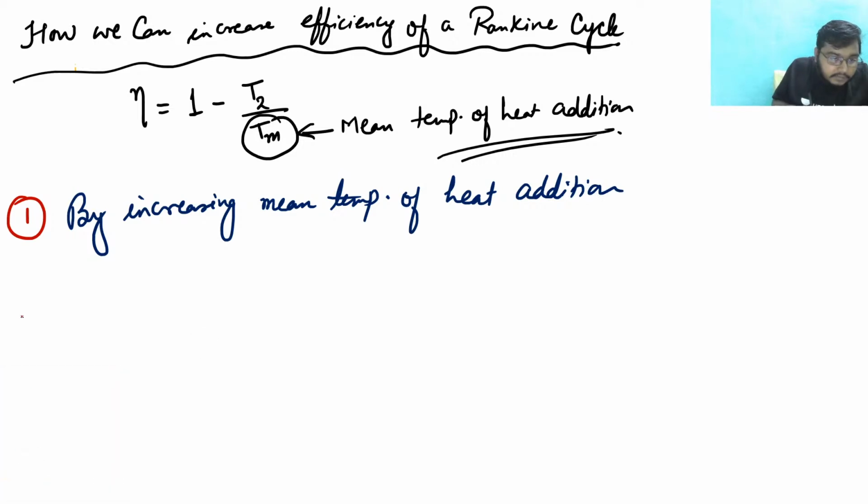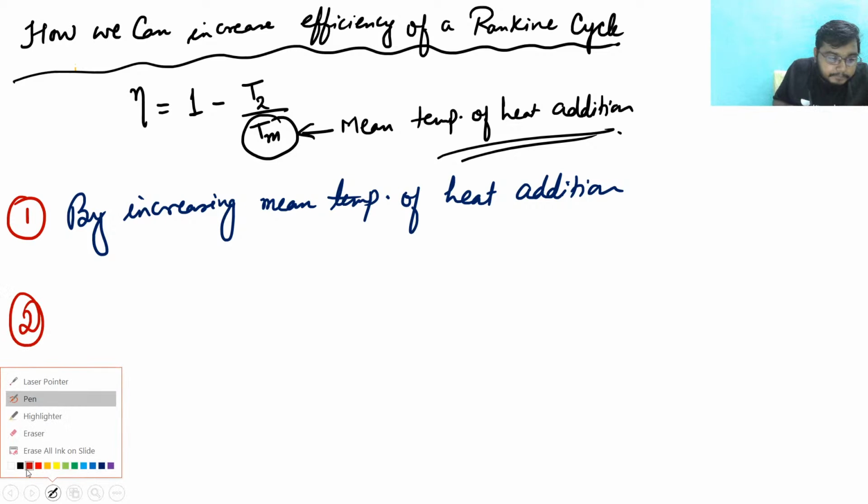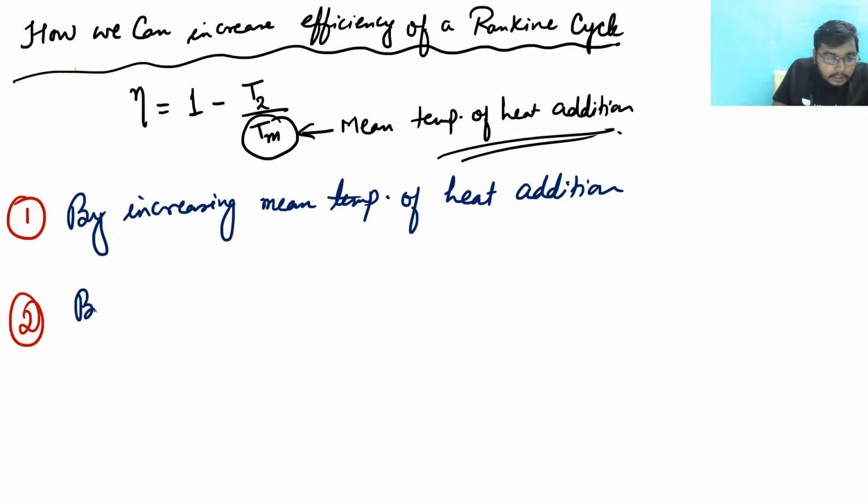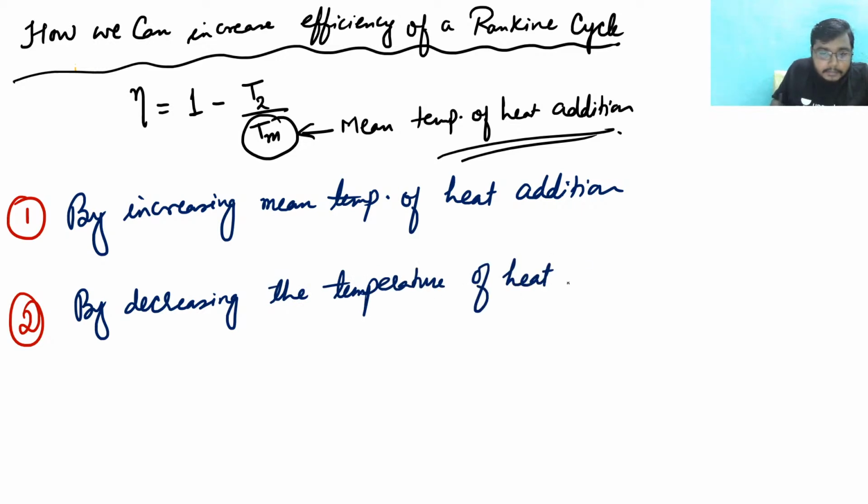And what is the second thing that we can do? We can increase the efficiency by decreasing the temperature of heat rejection. So either I can decrease this or I can increase this. In both of the cases, my efficiency will increase. Clear?